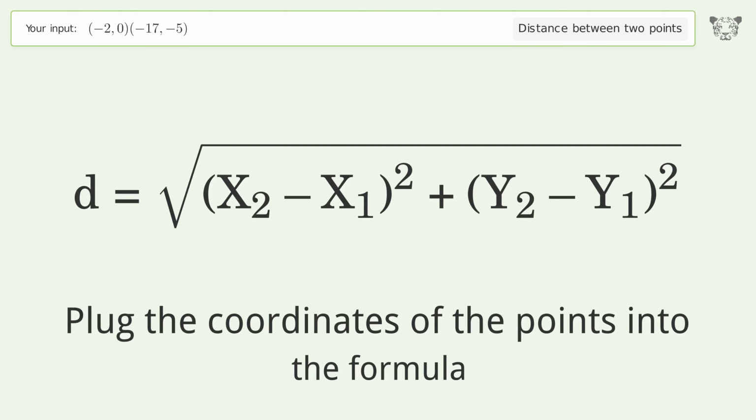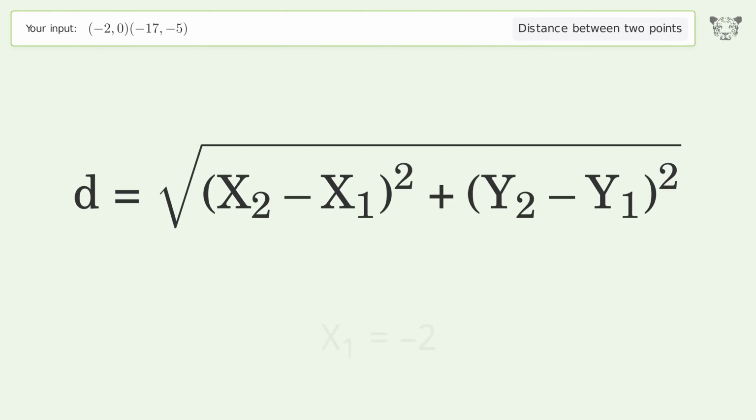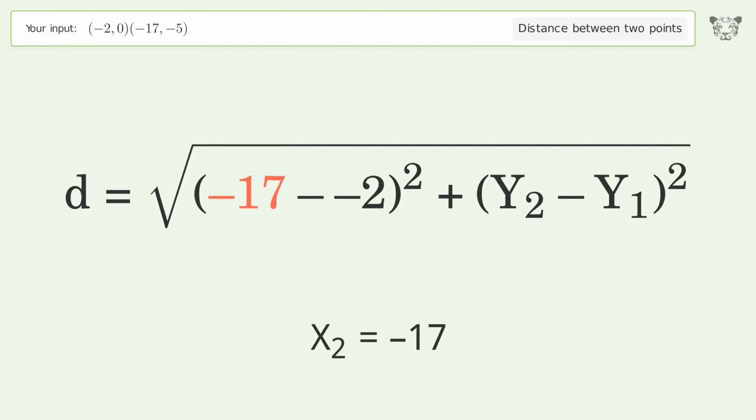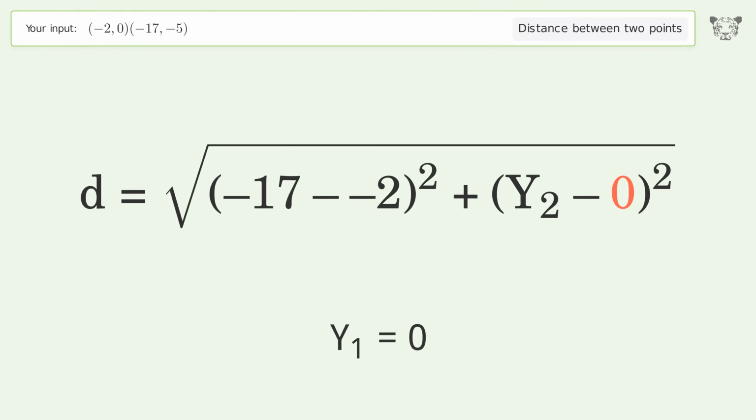Plug the coordinates of the points into the formula. x1 equals -2. x2 equals -17. y1 equals 0. y2 equals -5.